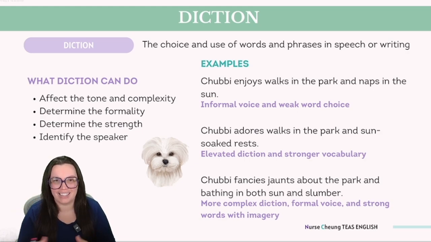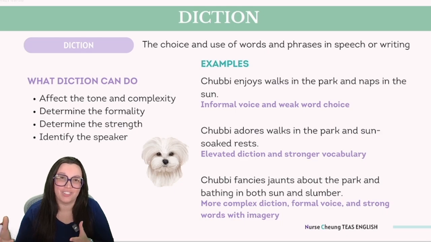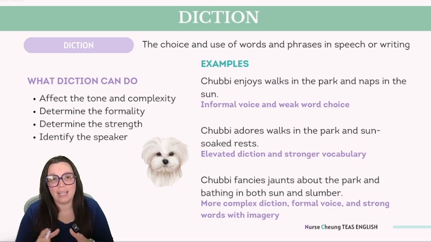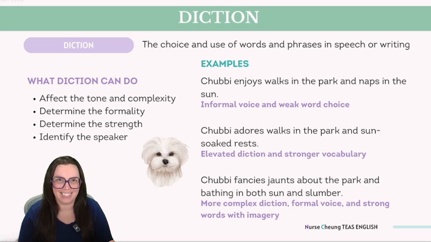Here, we're elevating that diction. It conveys the same idea, but it uses a stronger vocabulary. And finally, consider "Chubby fancies jaunts around the parks and basking in both sun and slumber." Now we've introduced more complex diction, a formal voice, and strong words that evoke vivid imagery, yet the underlying meaning remains unchanged. The key takeaway is that by altering the diction, you can transform the entire essence of a text.